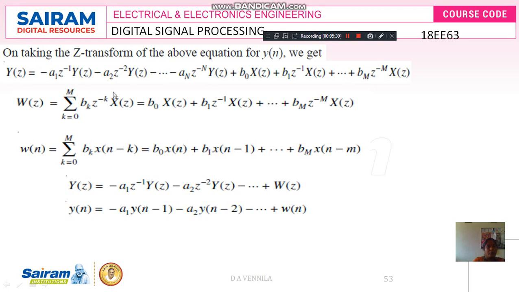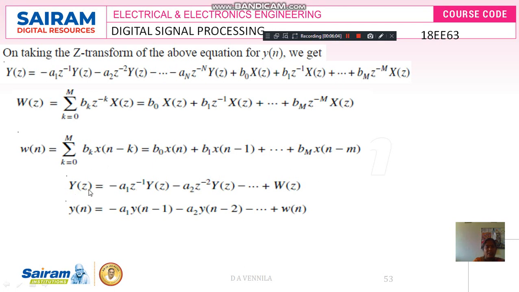What we are going to do here: W of n means we are going to split the A coefficients and B coefficients. All the B coefficients will be named as W of Z. After taking Z transform for this equation, you will get W of n equal to summation k equal to 0 to m bk x of n minus k, which is b naught x of n plus b1 x of n minus 1 plus etc. bm x of n minus m.